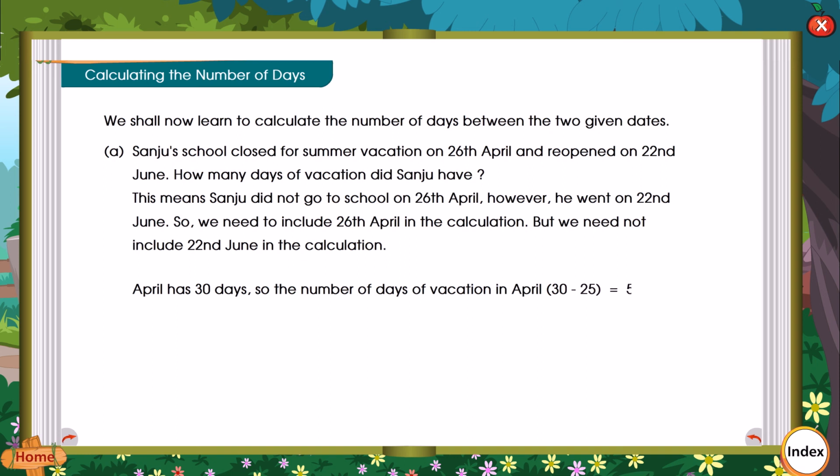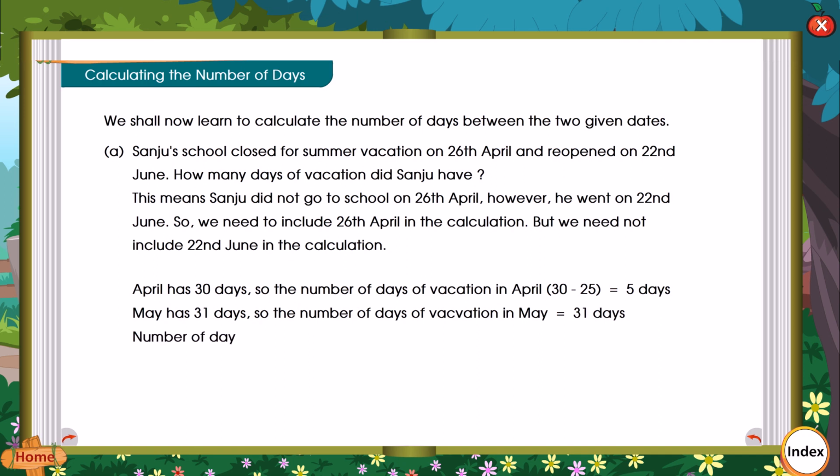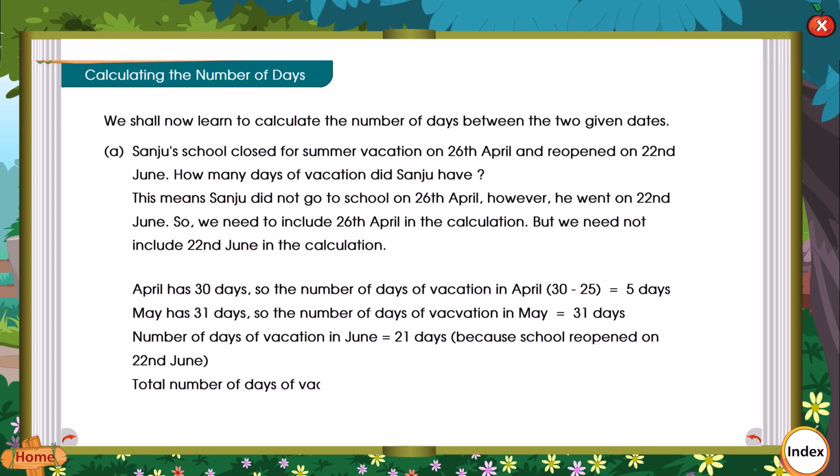days. May has 31 days. So, the number of days of vacation in May is equal to 31 days. The number of days of vacation in June is equal to 21 days because school reopened on 22nd June. Total number of days of vacation is 5 plus 31 plus 21, which is equal to 57. Sanju had 57 days of vacation.